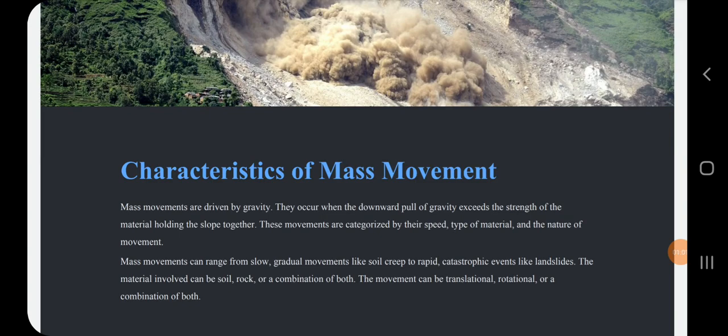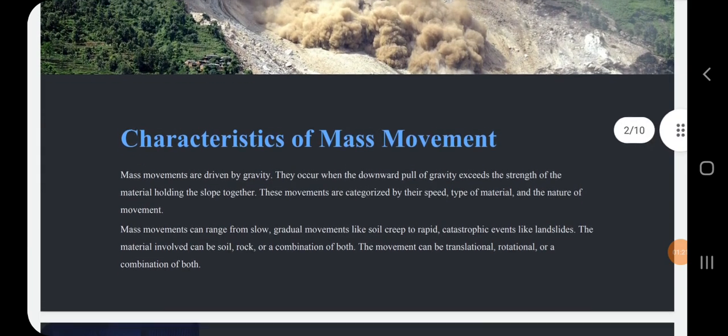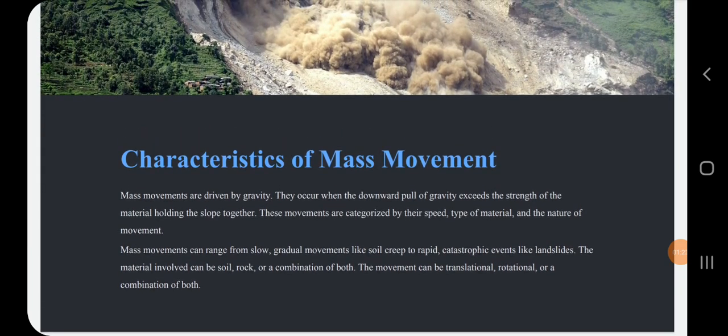Characteristics of mass movement. Mass movements are driven by gravity. They occur when the downward pull of gravity exceeds the strength of the material holding the slope together. These movements are categorized by the speed, type of material, and the nature of movement.